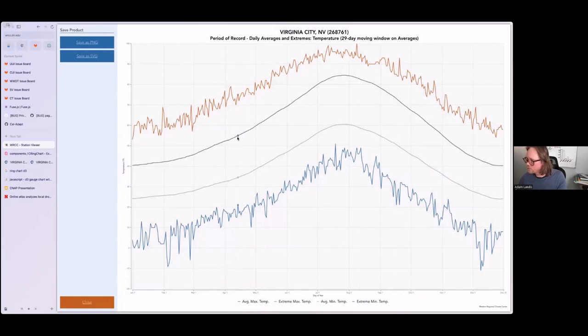So you'll see that as I hover over it, it will highlight the point at that particular spot on the x-axis. So let's say I'm interested in this point here. And that tells me the averages and extremes for that date, April 11th.